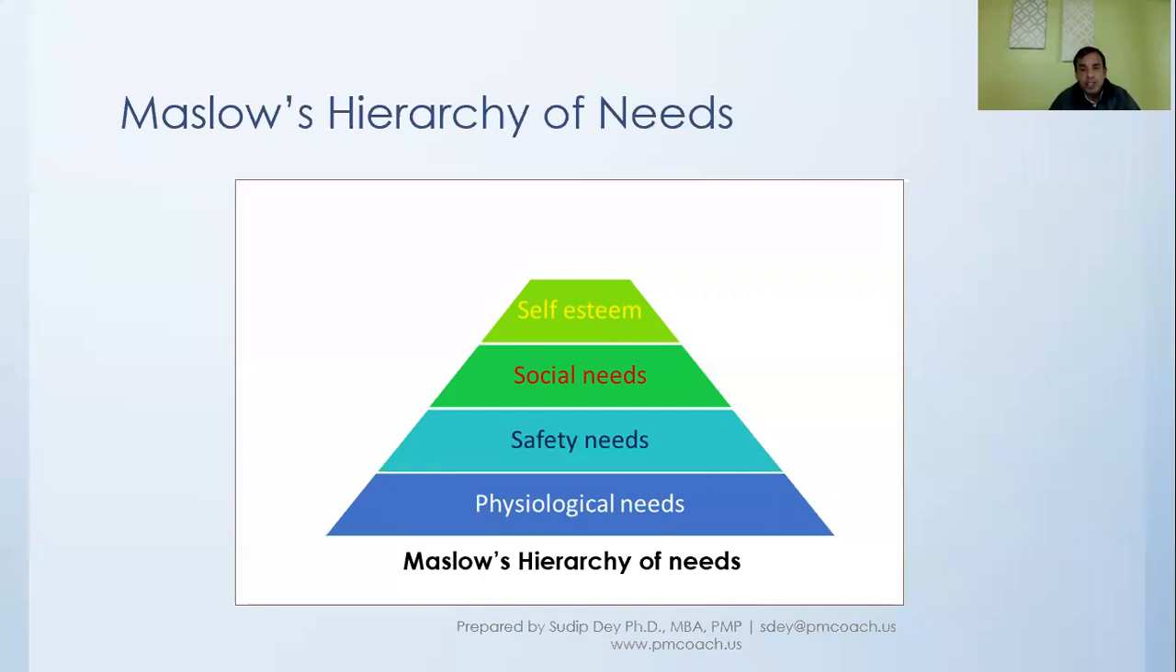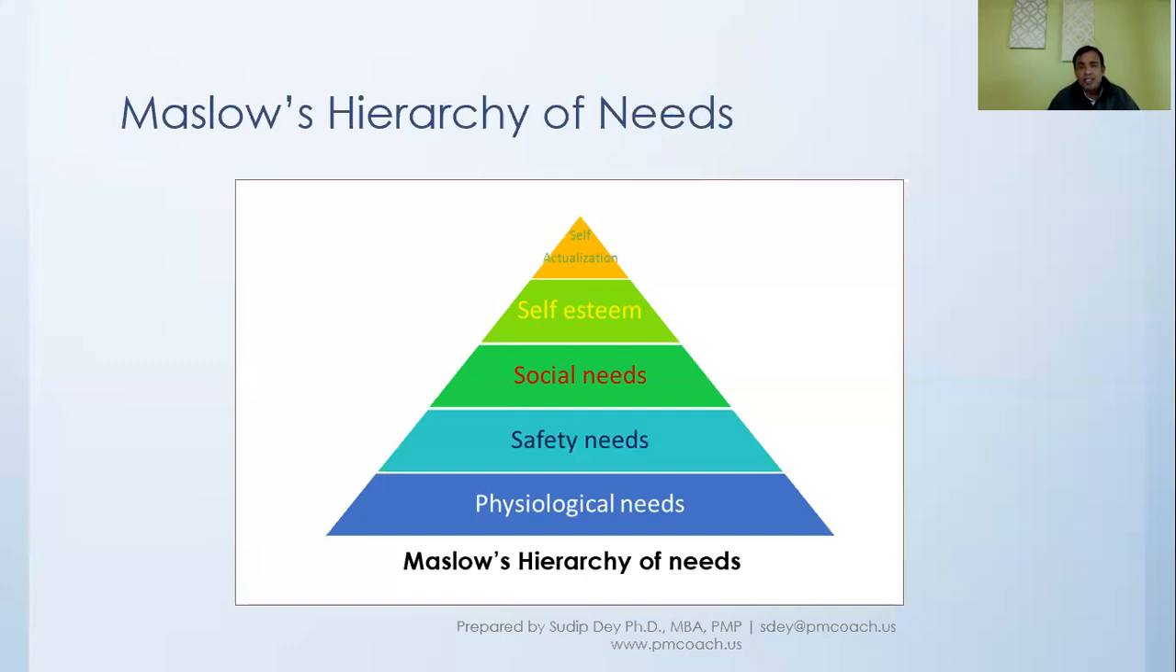We want to be recognized. We want to be respected. So that is the self-esteem. And then finally, once we have that, we look for self-actualization. Now, this is the highest need. And this really says what a person can be, a person must be. Essentially, after all the other needs are satisfied, the individual will go for what they can do or what is their passion, so to speak.